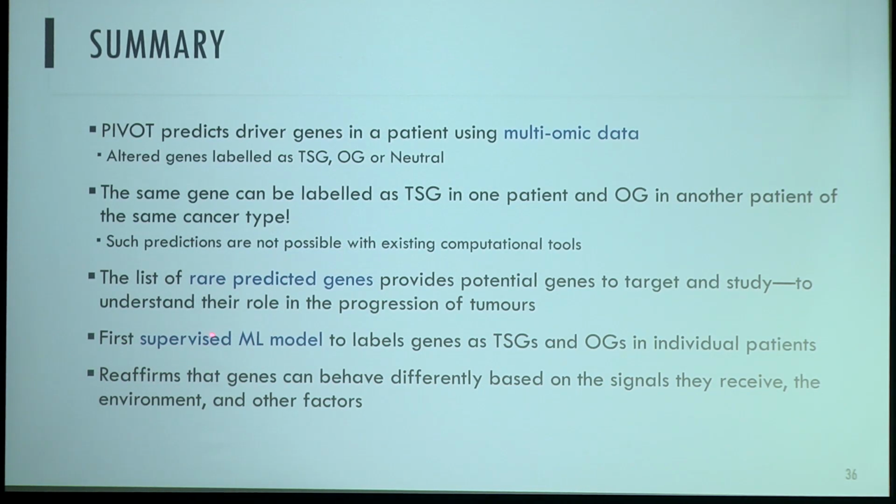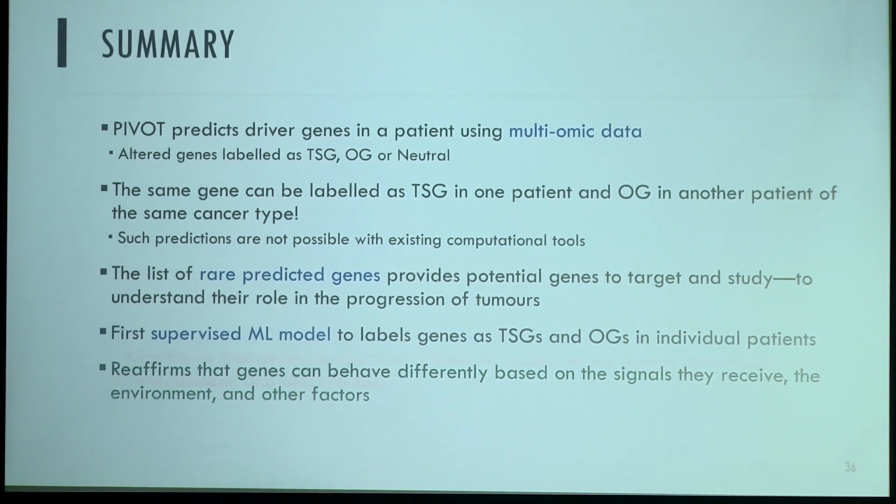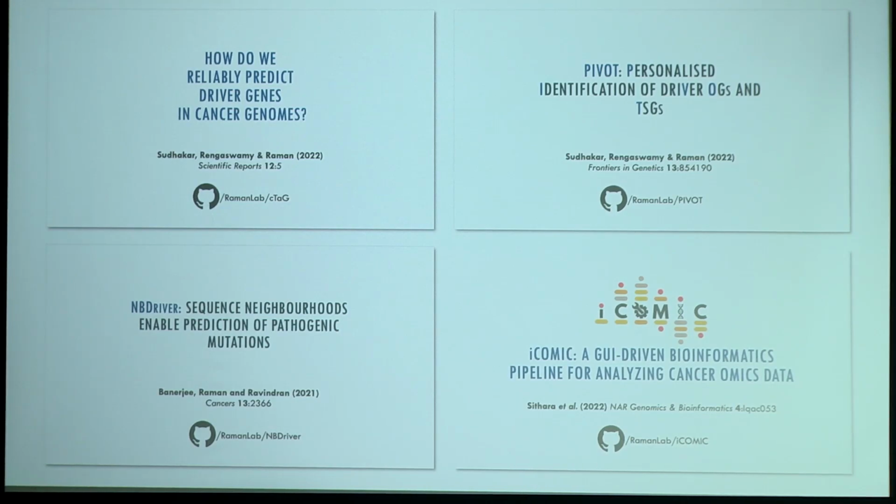And ours is the first supervised ML model to label genes in individual patients, and essentially reaffirms what biologists have been saying for long, that genes can behave differently based on the signals that they receive, based on the environment and so on, and it's up to us to tease out this information from the data. Okay, so I think I'm doing good for time.